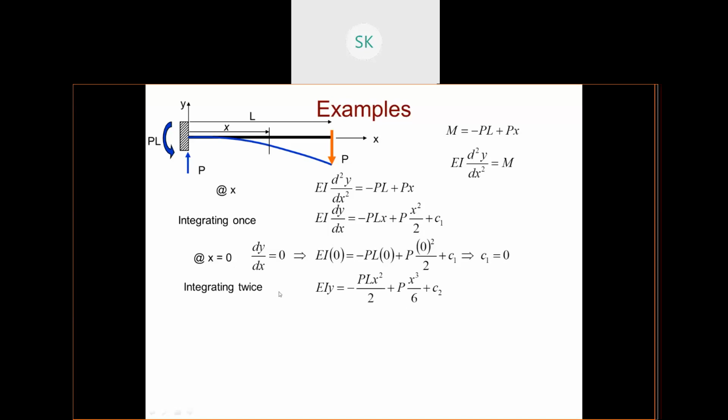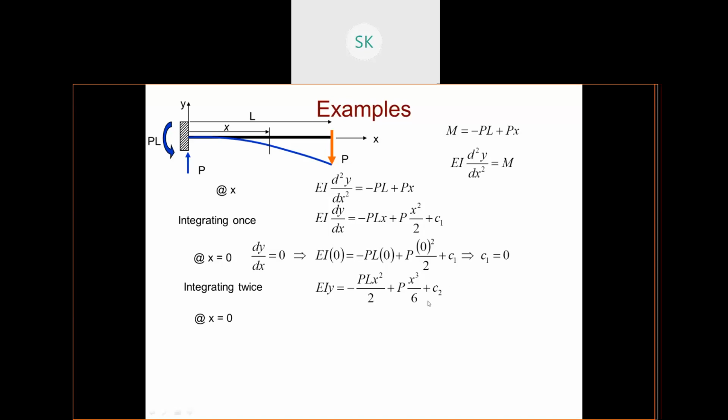Now integrating twice. The same equation I'm integrating again. If I integrate dy/dx, it will become EIy minus, this is x, now x square by 2, minus PL x square by 2. This is x square, right? So it will become x cube by 3, so Px cube by 6, 3 into 2, 6, plus C2.